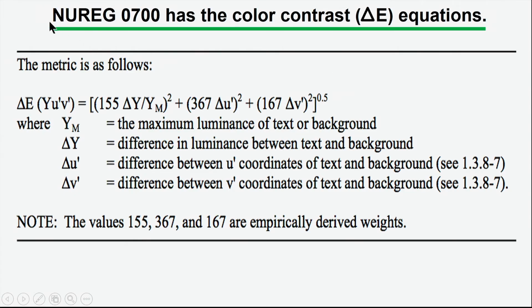Another item that's unique to NUREG 0700 is what's known as the specification of color contrast, delta E. The ability to see text or graphics or other visual information depends upon both the luminance contrast between the character and background, or a graphic and a background, and its color contrast. Luminance contrast is often defined and specified. Color contrast is not commonly done, but NUREG 0700 does it. And here's the equation for color contrast or chromatic contrast.